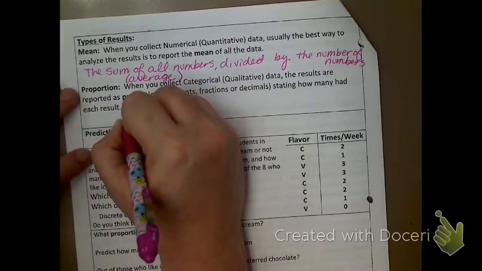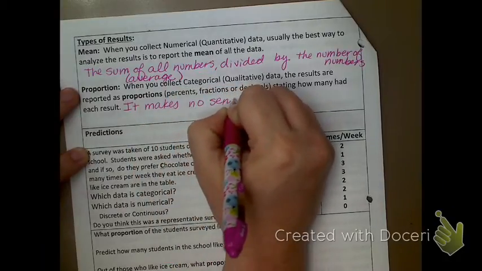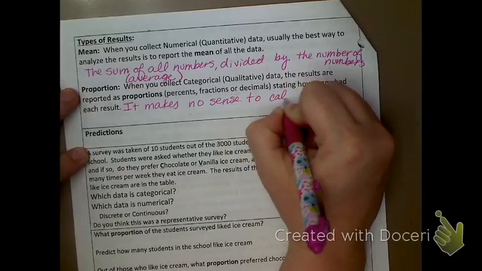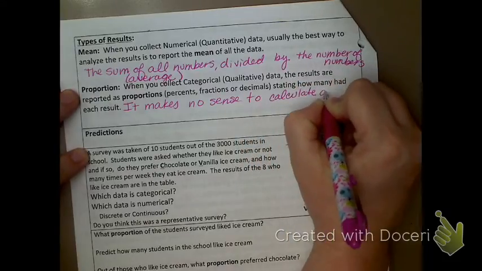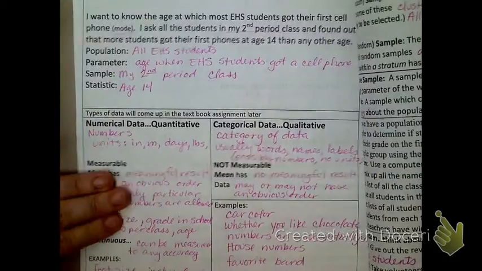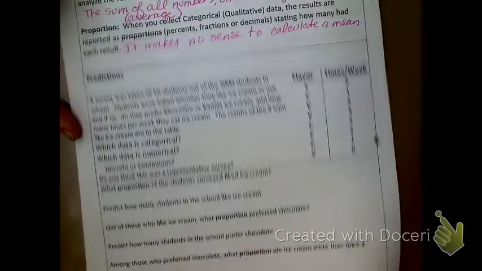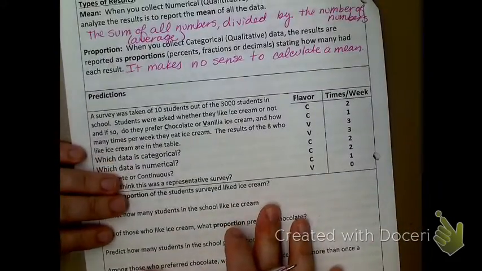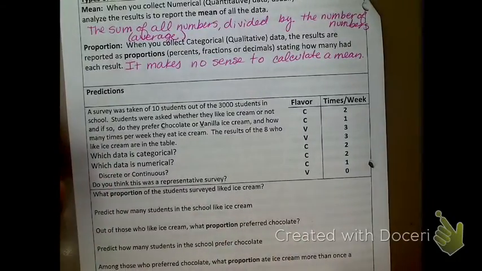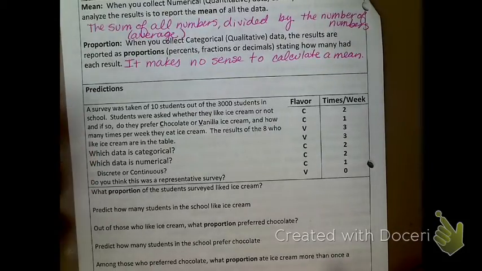The reason why you would use a proportion is because it makes no sense to calculate a mean, even if your results happen to be numerals. Remember yesterday we did this whole list of numerical data versus categorical data. Over here, our mean has no meaningful results, so there's no reason to calculate a mean. Often only two results are possible. So a lot of times they're yes or no questions. 30% of the population say they like chocolate ice cream. Well, what were their two options? Do you like chocolate ice cream? Yes or no? Those were your options.